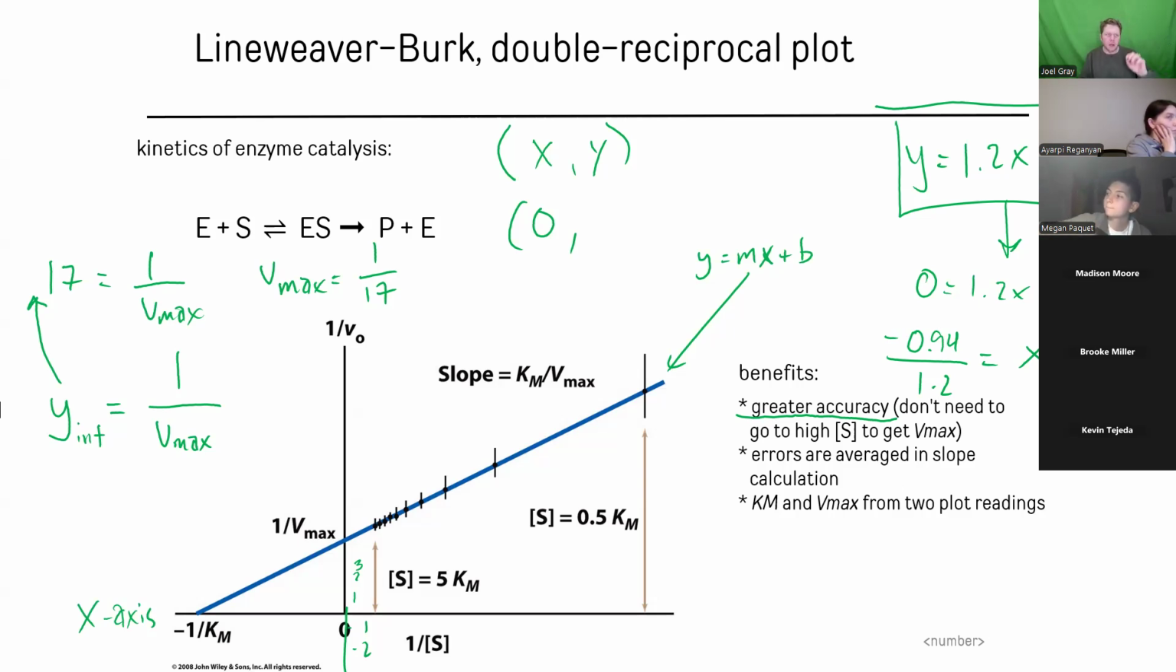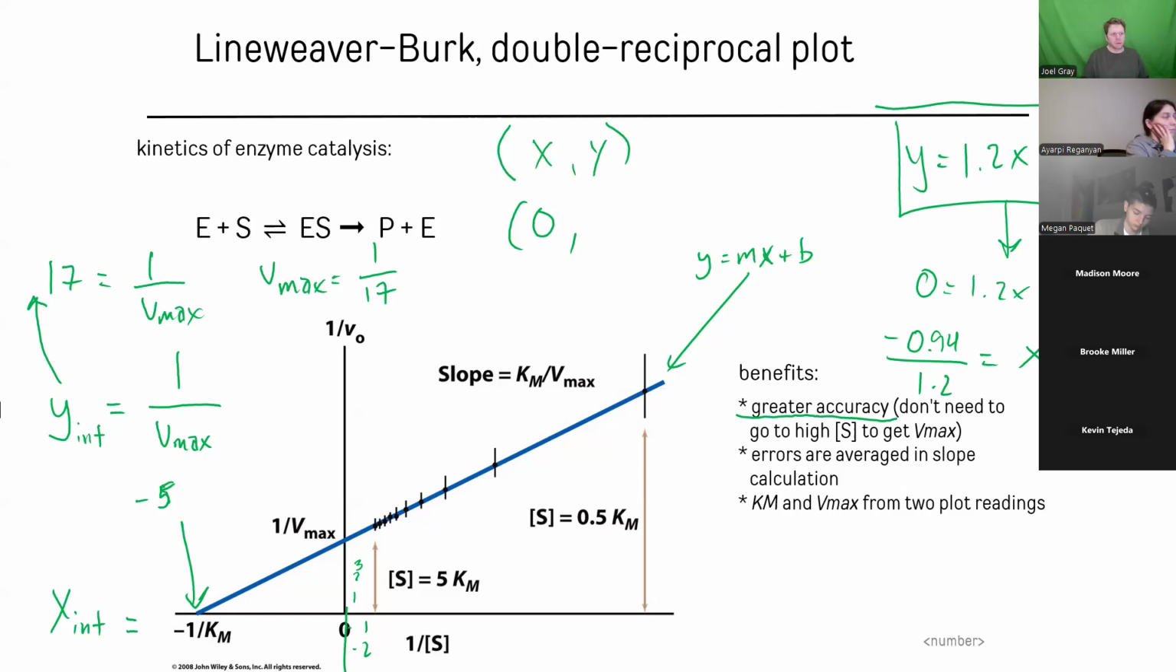Not the magnitude, but is my value for x going to be positive or negative? It's going to be negative. Now, with that in mind, ignore this, just look at my number line. If I said that this was -5 on my x-axis, would you believe me? Okay, great. So that's -5. My x-intercept here is equal to -1 over Km.